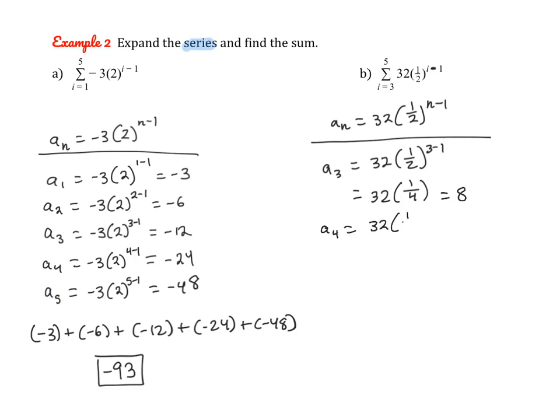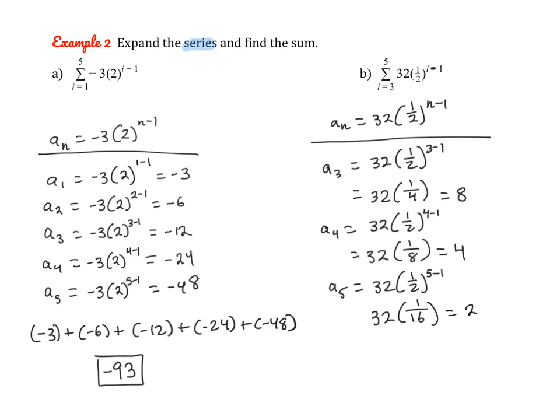So 32 times 1/2 to the power of 4 minus 1. So that's 32 times 1 over 8. 1 cubed is 1, 2 cubed is 8, and 32 divided by 8 is 4. That's our fourth term. And our fifth term, we have 32 times 1/2 to the power of 5 minus 1, which is 32 times 1 over 16. 2 to the power of 4 is 16, and 32 divided by 16 is 2.